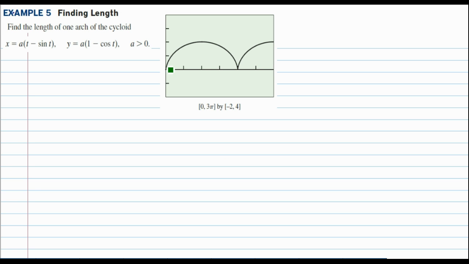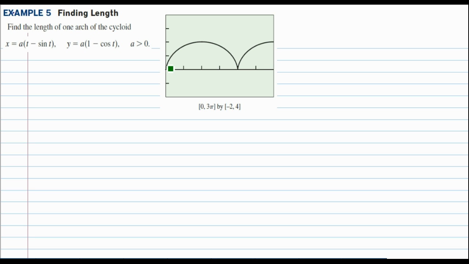Looking at this cycloid first, its parametrization is x equals a times (t minus sine of t). So basically the same thing we've been working with, they just factored out a. And then y equals a times (1 minus cosine of t). Again, the same thing we've been working with, factored out a. And a, of course, has to be greater than 0.